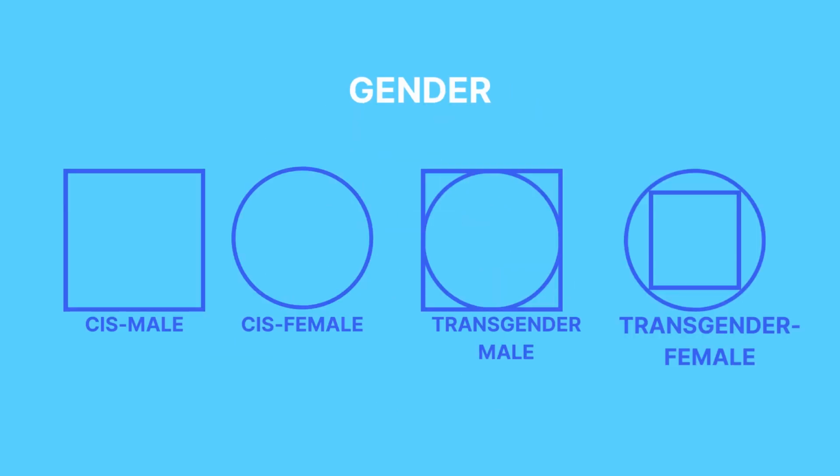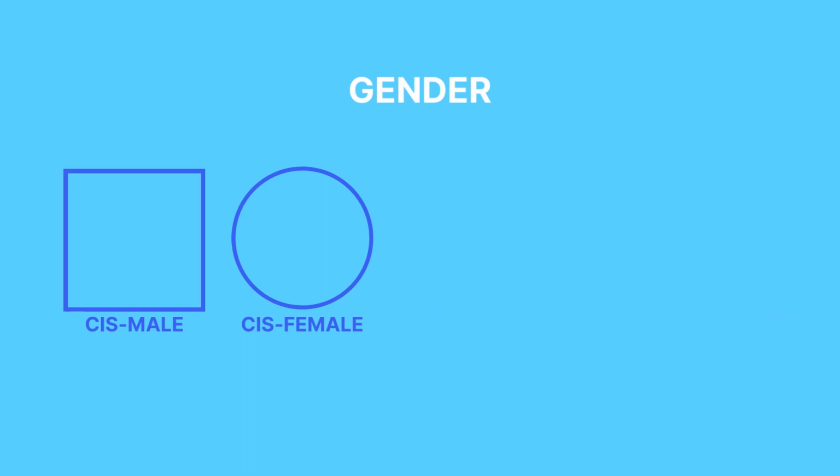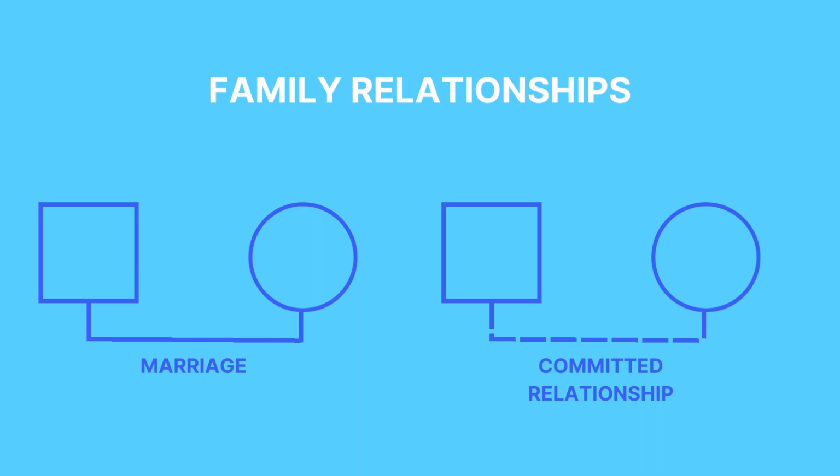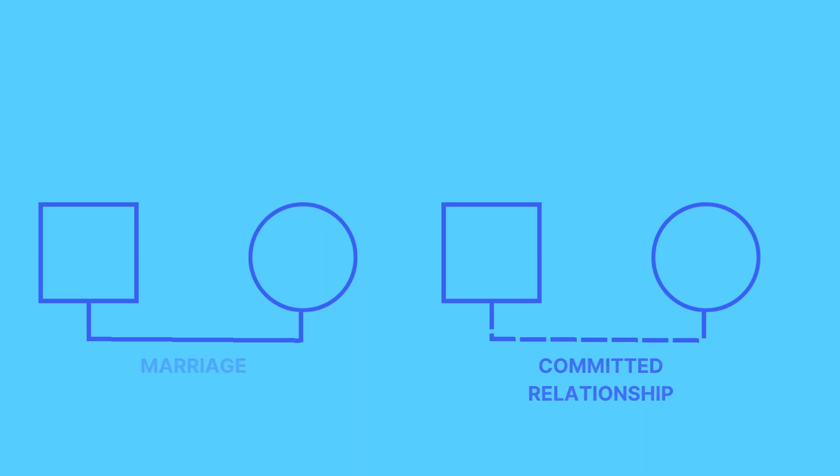These are some of the genogram symbols that are present when making a genogram. Firstly, we have a square and a circle, which depicts a cis male or cis female. We have a circle and a square to show a transgender male, and a square and a circle to show a transgender female. The line between the shapes identifies the nature of the relationships.